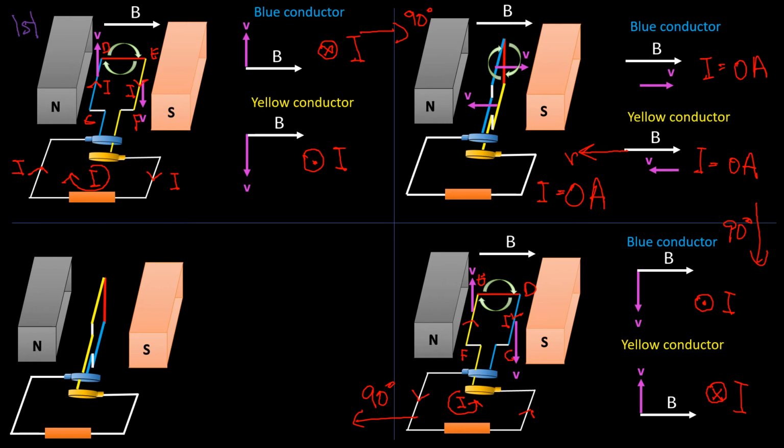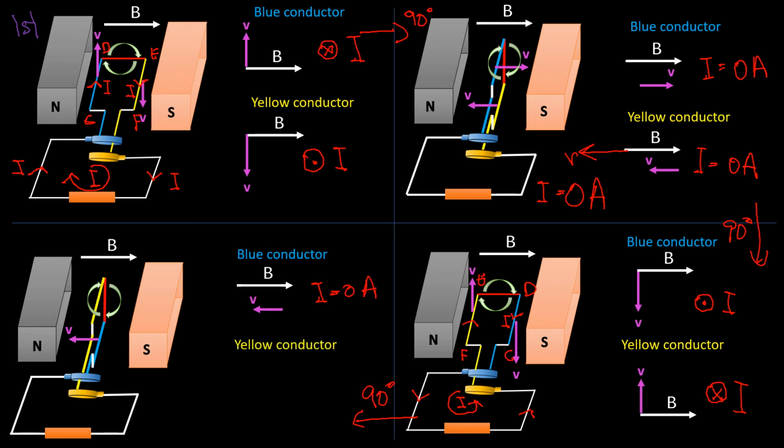Your blue coil will move down and your yellow coil will move up. Still, your B is pointed to the right hand side, from North Pole to South Pole. But now your blue conductor will experience motion to the left hand side, so your V is pointed to the left, but your B is pointed to the right hand side. Since they are opposite in direction, there is no cutting of magnetic flux, so no induced current at this position.